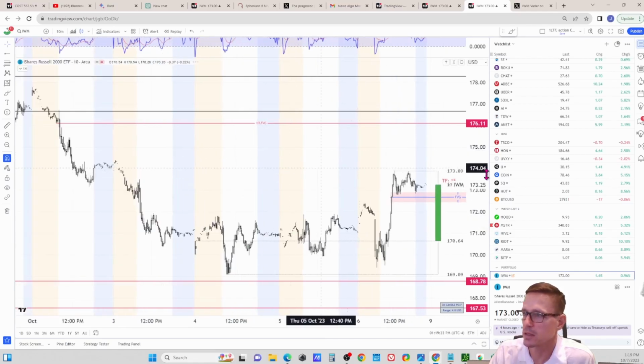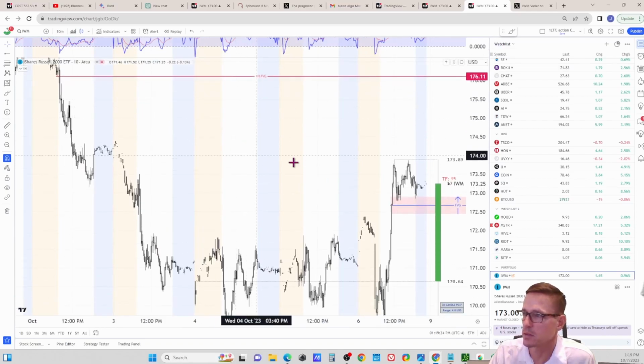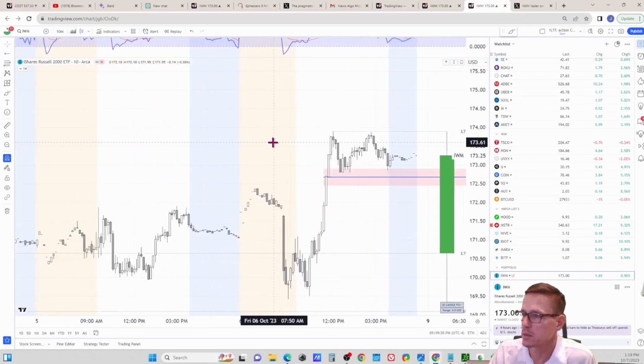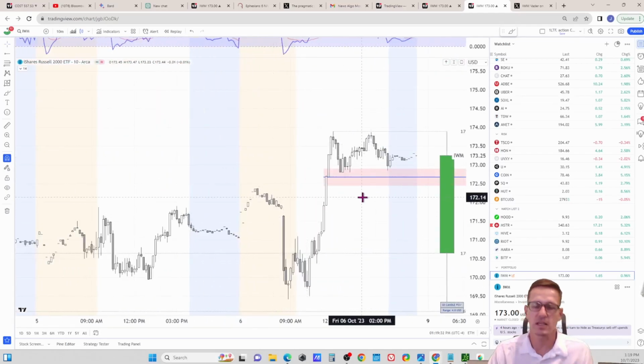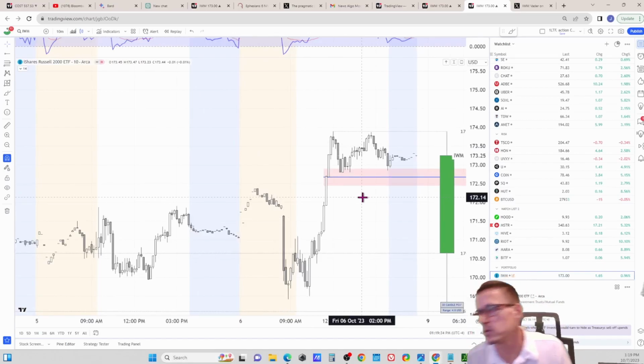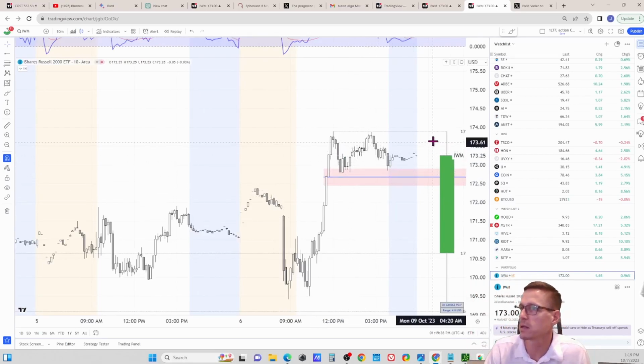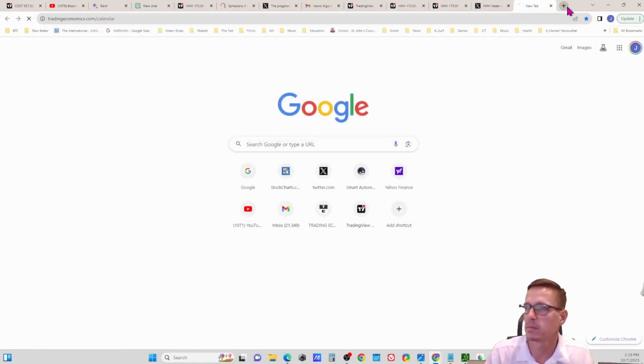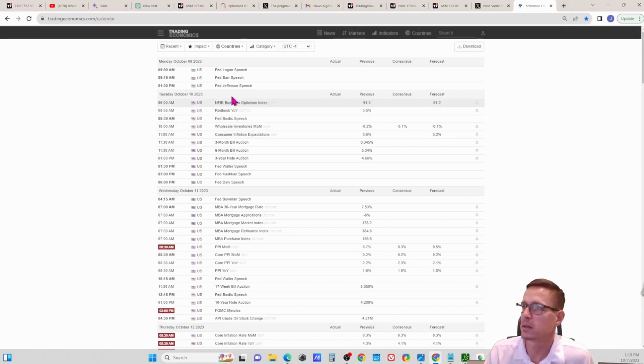Because usually I think the market wants to go to the closest imbalances first, and then the rest are a little bit farther away in price. But news dictates. The news is a catalyst. When you get news, you've got to follow the news. So if you go to Trading Economics, see what type of news is on Monday.